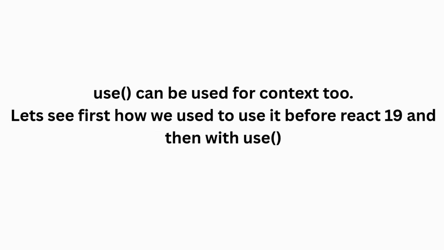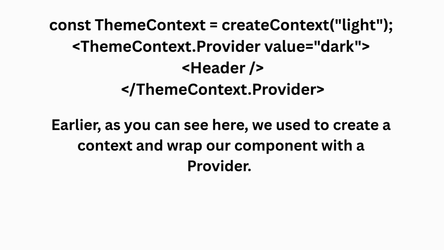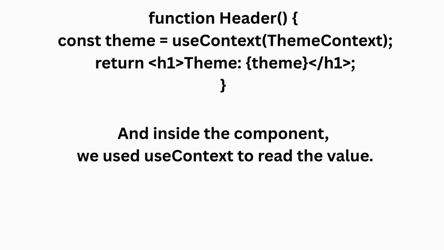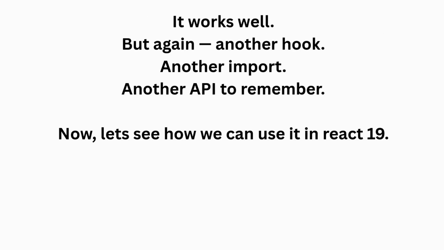Use can be used for context too. Let's see first how we used to use it before React 19 and then with use. Earlier, as you can see here, we used to create a context and wrap our component with a provider. And inside the component, we used useContext to read the value. It works well, but again, another hook, another import, another API to remember.